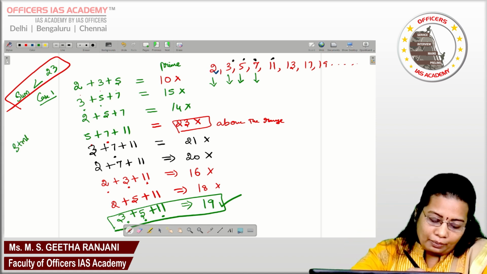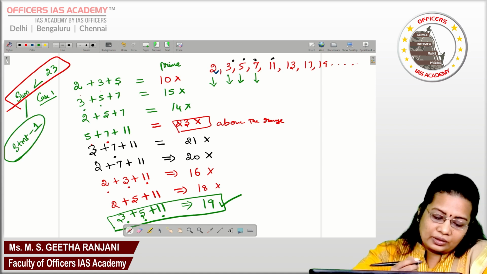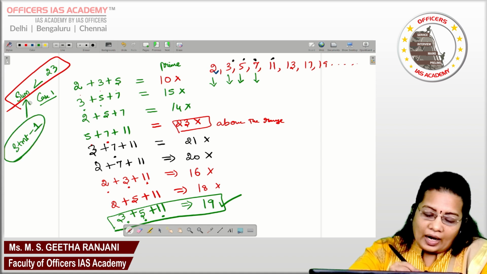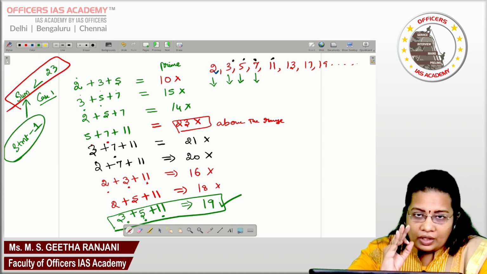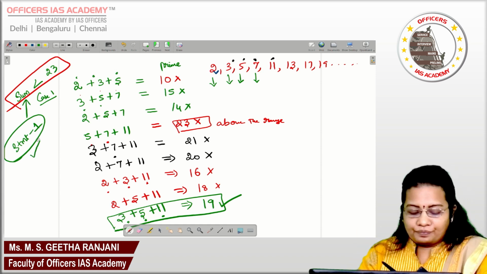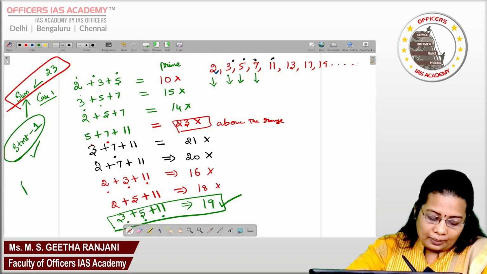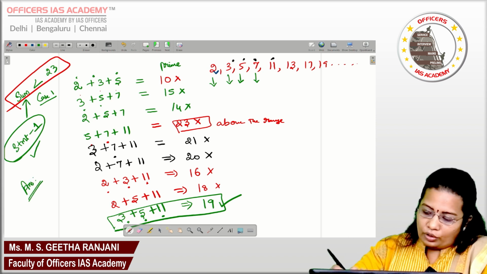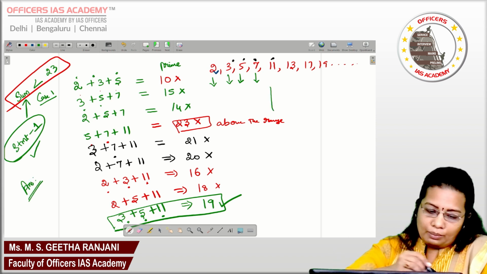What is statement number 1? It tells us the sum is less than 23, and further general information: three prime numbers, their sum must be a prime number. Okay, statement 1. Before going to the answer part, we want to check statement number 2 also.